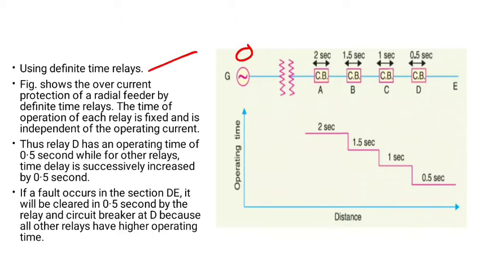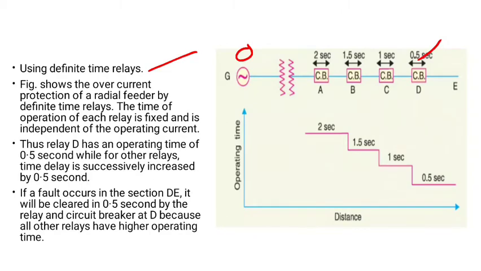The time of operation of each relay is fixed, as you can see, by the seconds mentioned, and it is independent of the operating current. Thus, the relay D has an operating time of 0.5 second, while for the other relays the time delay is successively increased by 0.5 second, as you can see.